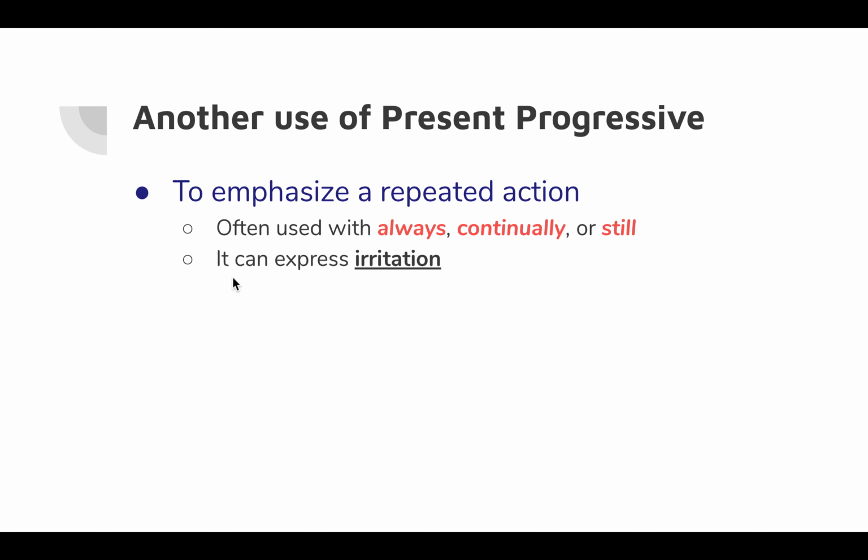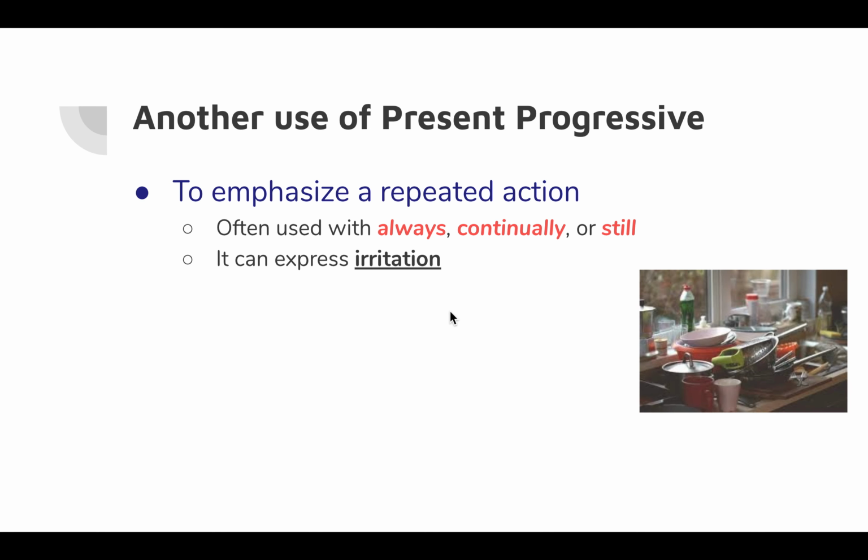And very, very importantly, this use of the present progressive often expresses irritation. Irritation means frustration or anger about something that is happening repeatedly. Let's look at a few examples, okay?